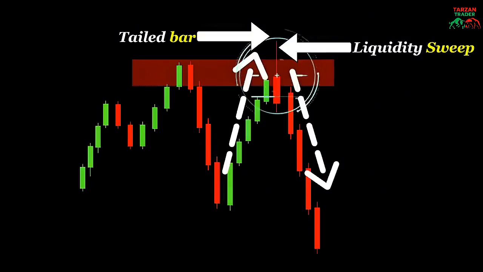This is a clear sign to enter a sell trade after the liquidity sweep, as the long tail confirms that the price was rejected and the market is set to reverse.